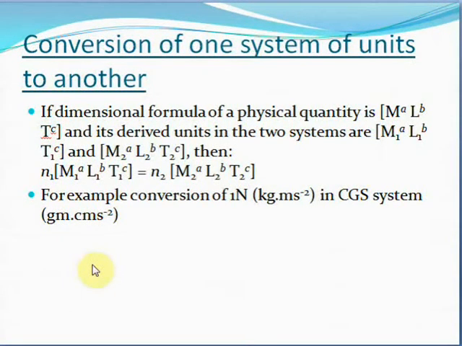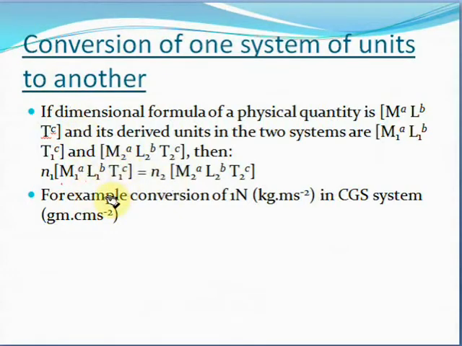Now we'll see how to convert one system of units into another. If the dimensional formula of a physical quantity is M to the power a, L to the power b and t to the power c, and its derived units in the two systems are say M1 to the power a, L1 to the power b and t1 to the power c, and M2 to the power a, L2 to the power b and t2 to the power c, then we can write n1 into M1^a L1^b t1^c is equal to n2 into M2^a into L2^b into t2^c. Now in this way we can find out the value of n2 for a given n1.